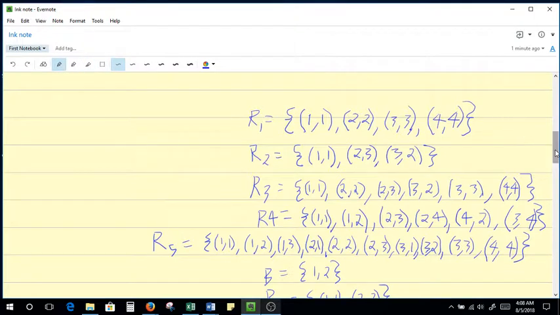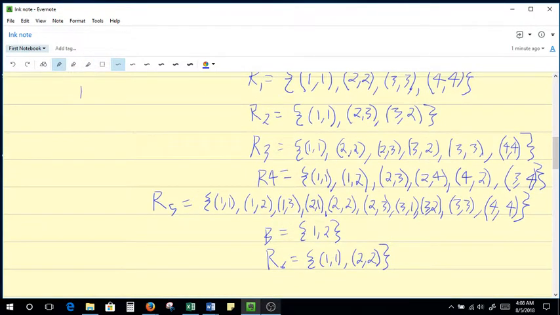For our third one, we have 1, 2, 3, and 4. 1 is on top of itself. 2 is on top of itself. We have 2, 3, 3, 2, 3, 3, and 4, 4. So for this one, we have reflexive, right? All of them are on top of themselves, and it's symmetric. And that will be all we can do with this one.